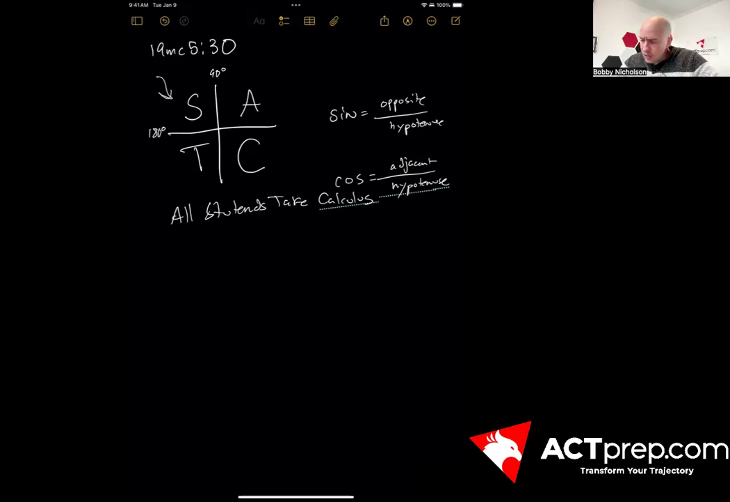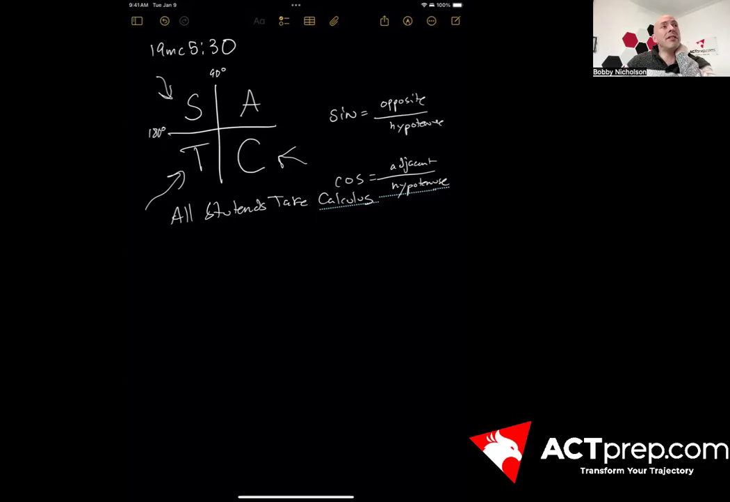So this tells us that in quadrant 2, sine is going to be positive and everything else is going to be negative. In quadrant 3, tangent is going to be positive and everything else is going to be negative. And in quadrant 4, cosine is going to be positive and everything else is going to be negative.